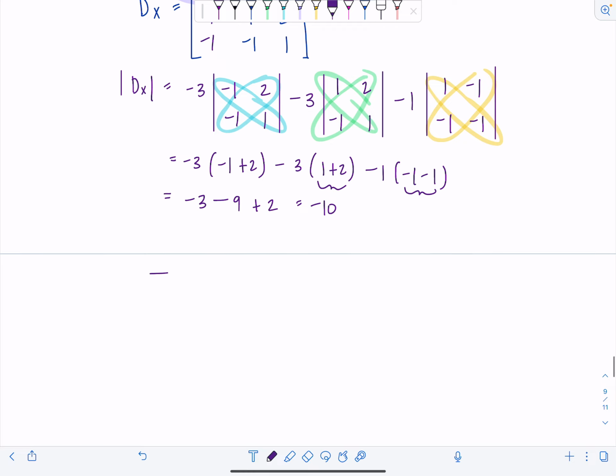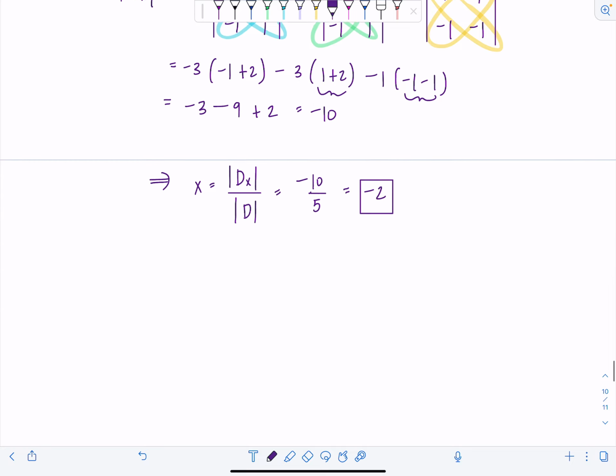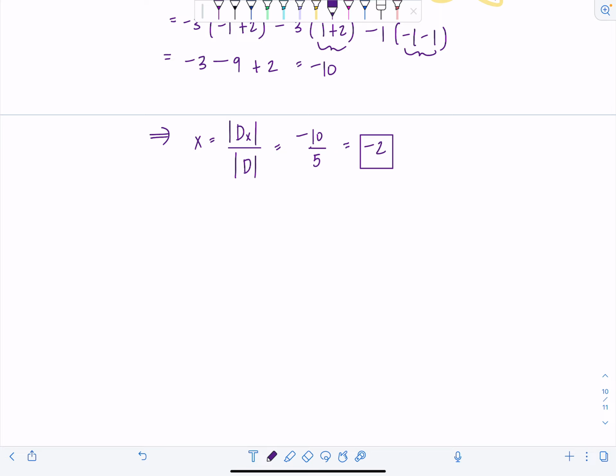So that tells me x, which is equal to determinant of d sub x divided by determinant of d, is going to be -10 divided by 5, which is -2. Oh, how lovely, right? Okay, so if you wanted to solve for y or z, you could continue. Let's do it. It didn't ask us to, but I feel like being an overachiever.